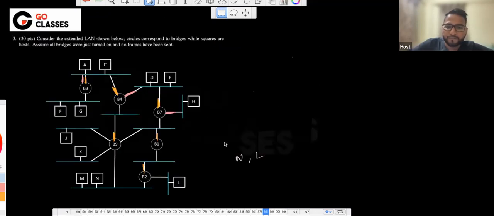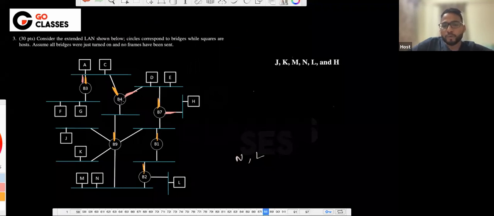Let me see. If M is forwarding to H, then N, L, that is okay. So it will get forwarded here also, J, K. And yes, if it is coming to B4, then B4 will not forward this traffic, right? Because B4 knows that H is on the right side, but the answer is not D. Maybe one of the ports, based on the spanning tree, we need to figure out which port is blocked. I think maybe this port is blocked. So that's why this traffic is not getting forwarded, right? So maybe one of the ports must be blocked. That's why this is the answer.